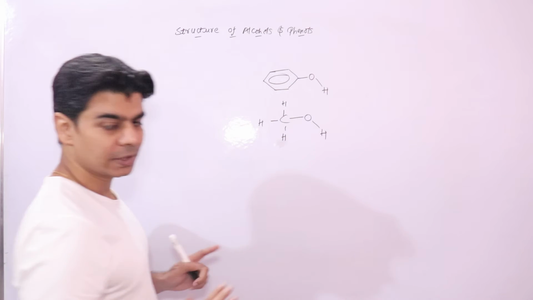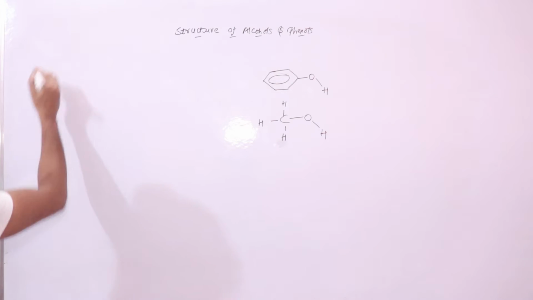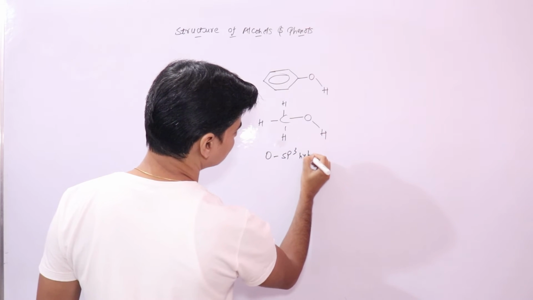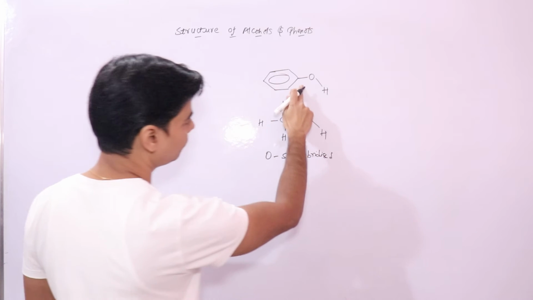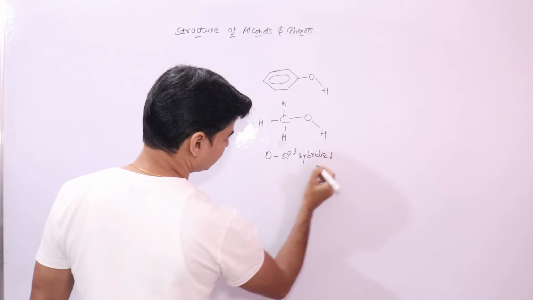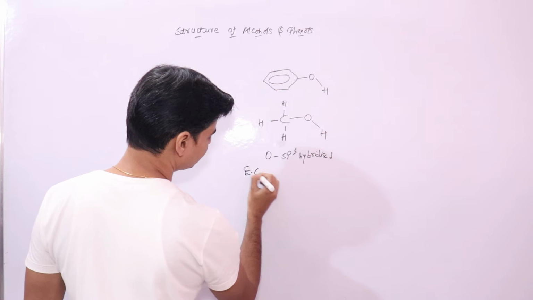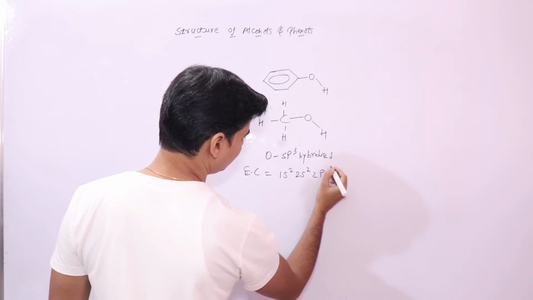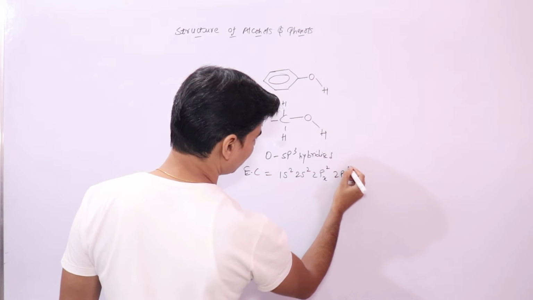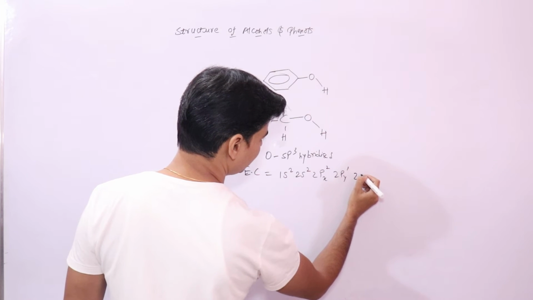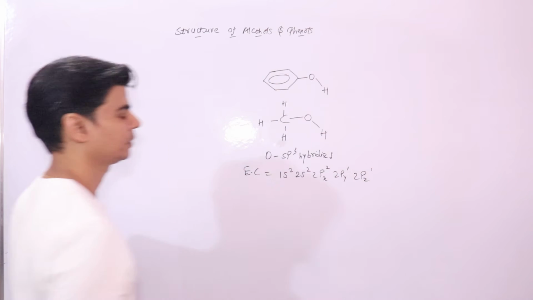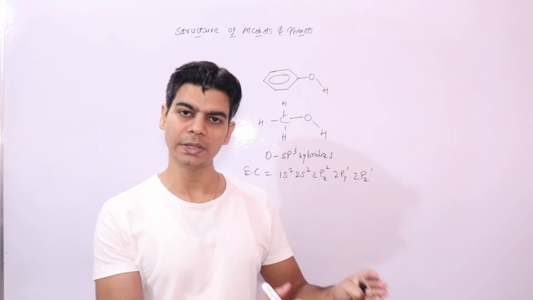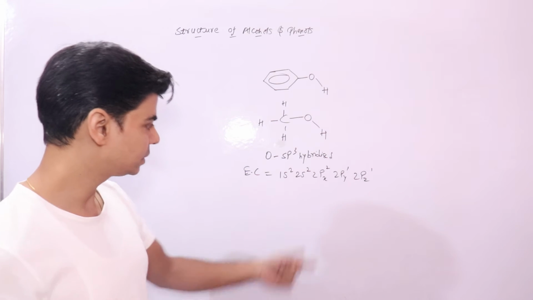So let's look at the hybridization of the oxygen atom first. Basically oxygen is sp3 hybridized, right, in both your phenols and your alcohols. And we know that the electronic configuration of oxygen is 1s2, 2s2, 2px2, 2py1, 2pz1, right? The first step towards knowing hybridization is to write the electronic configuration. Now we know the electronic configuration, right?